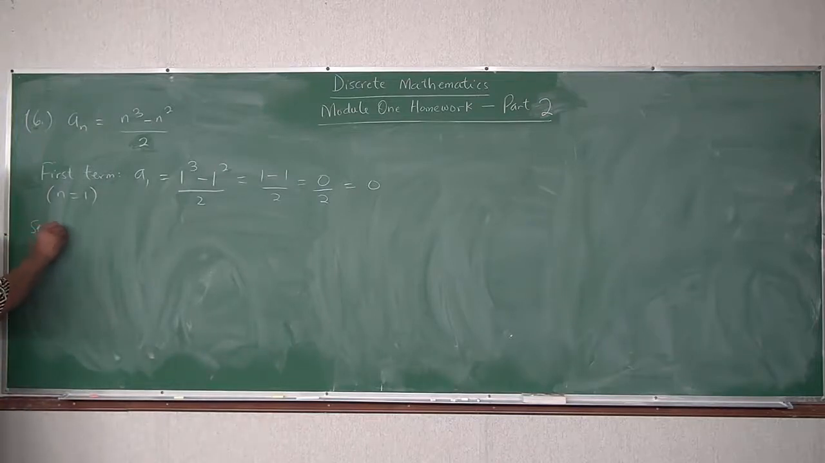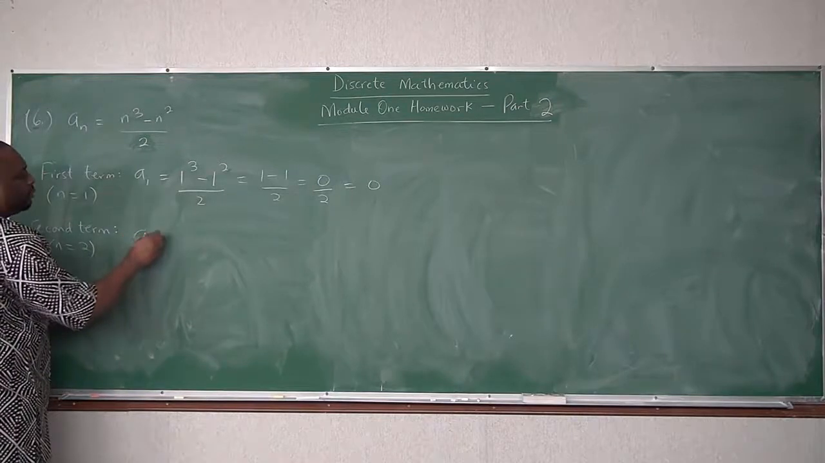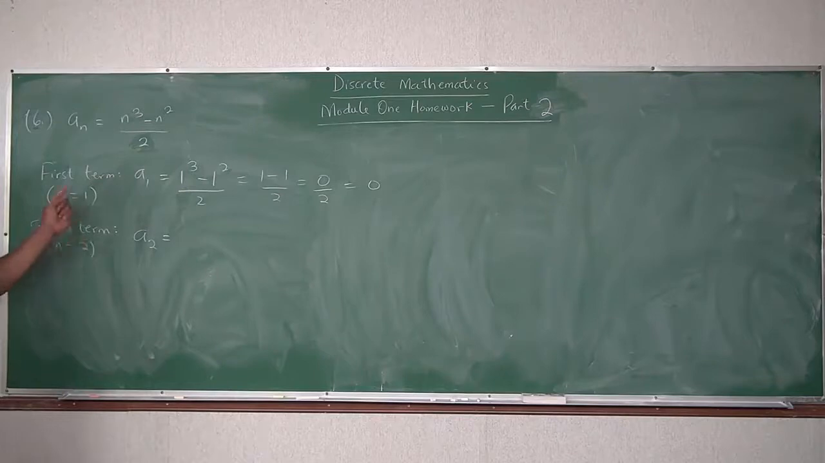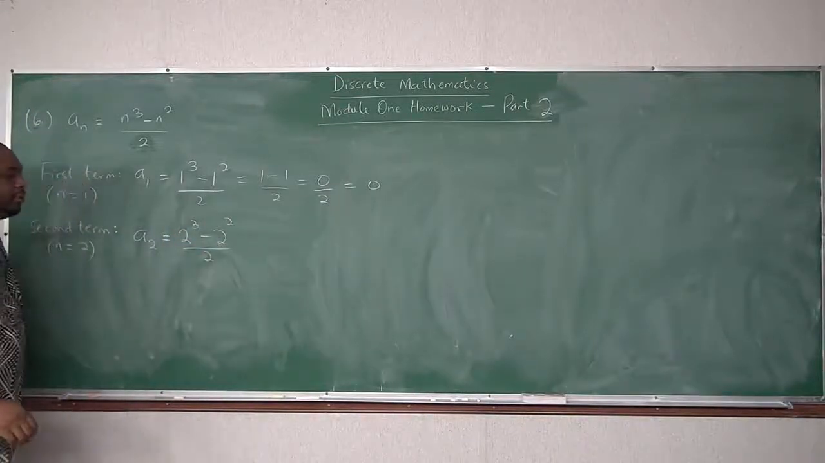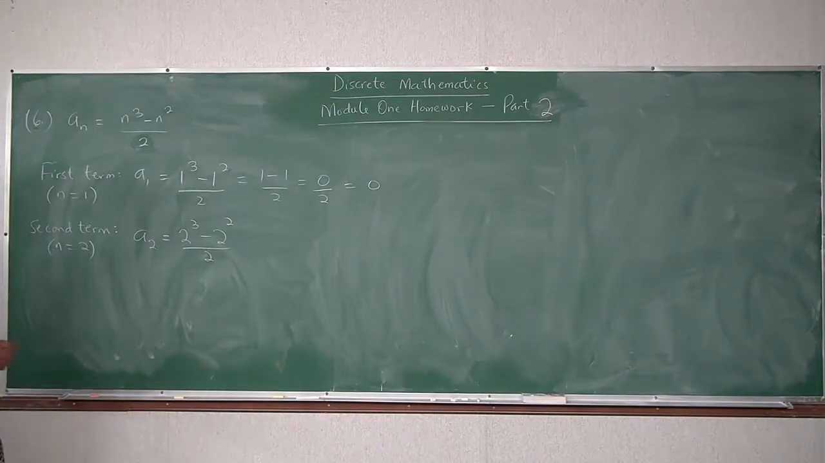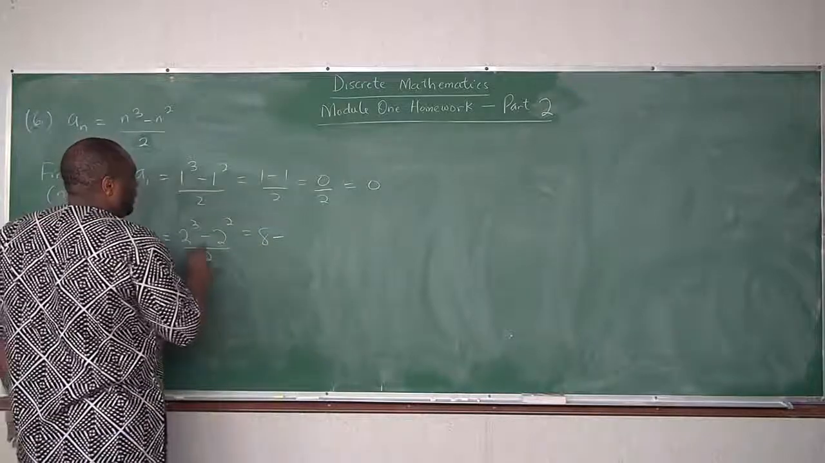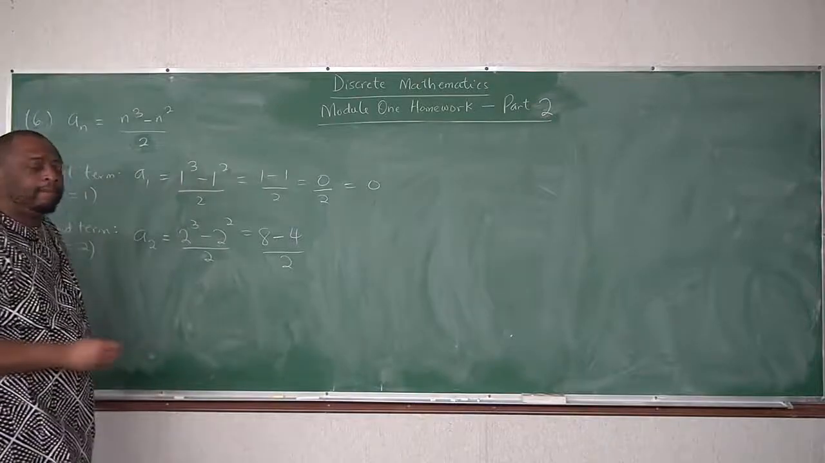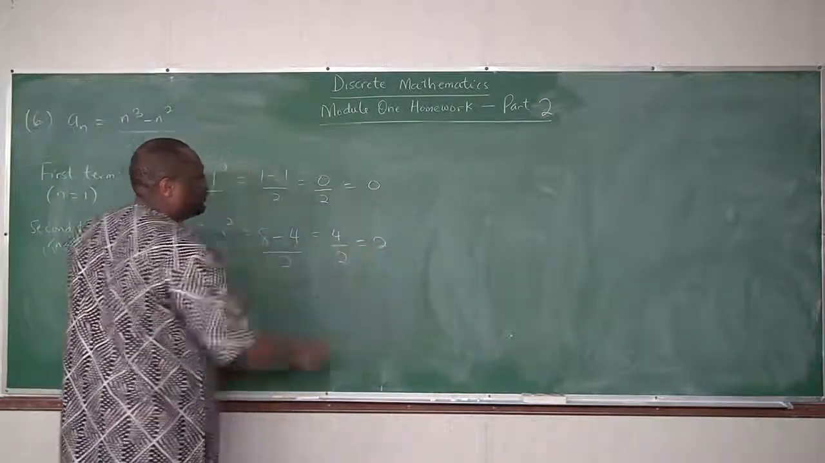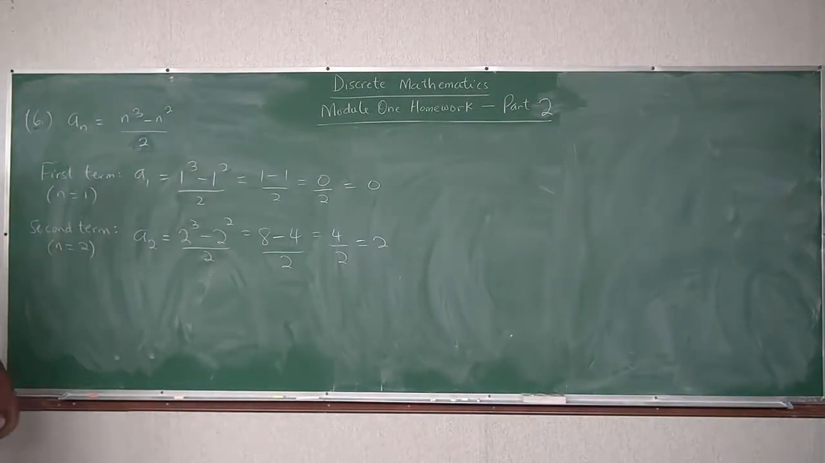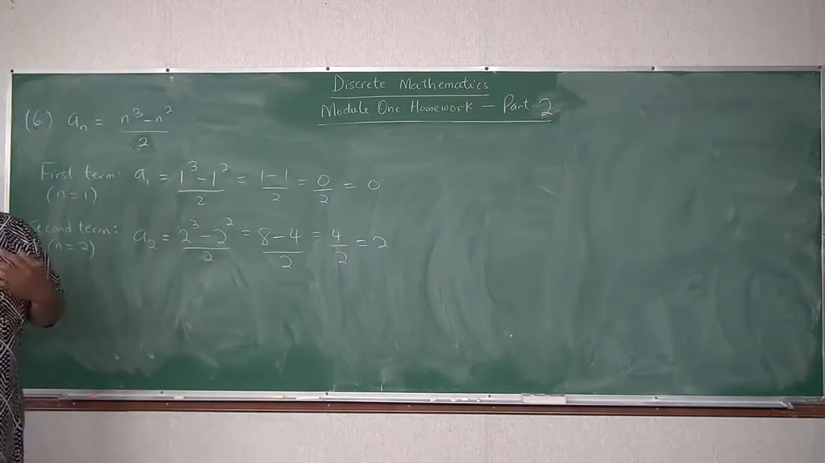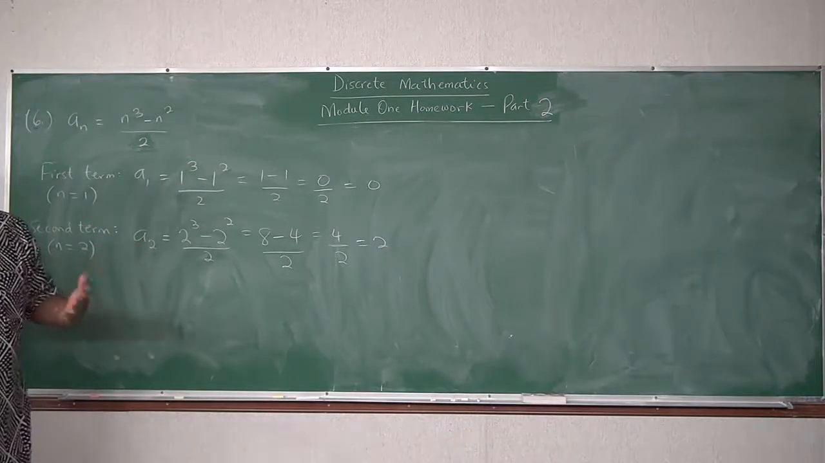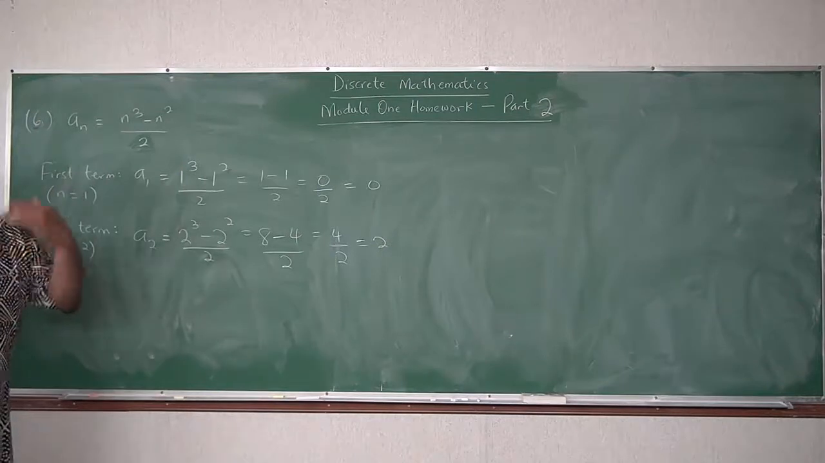The second term, n equal to 2, so we say a subscript 2. So this will be (2 cubed minus 2 squared) all over 2. 2 cubed is 8, minus 2 squared is 4, divided by 2. That gives us 4 divided by 2, which is 2. This is the second term of the sequence. So you see, we could get this second term without having to get the first term. That is why it's called an explicit formula, because we could get any term of the sequence without having to get the previous term.